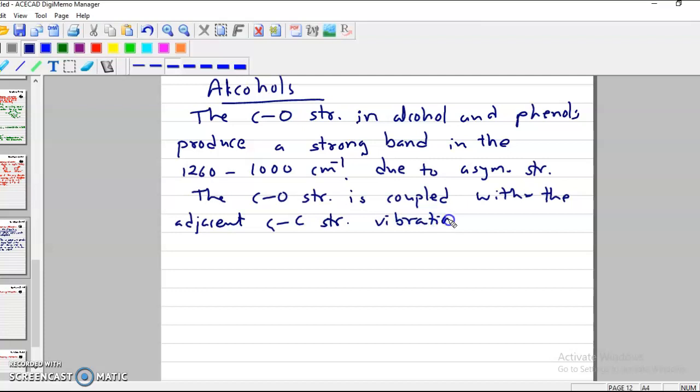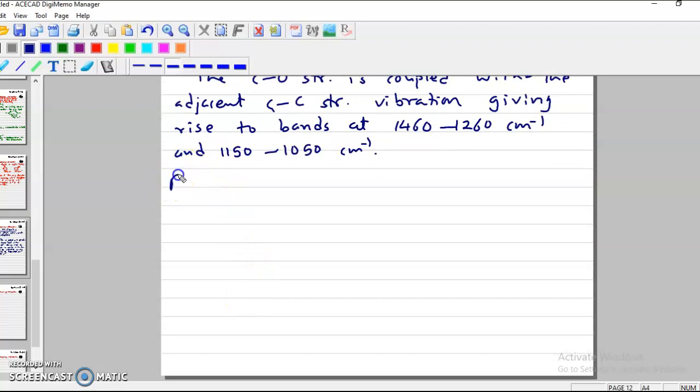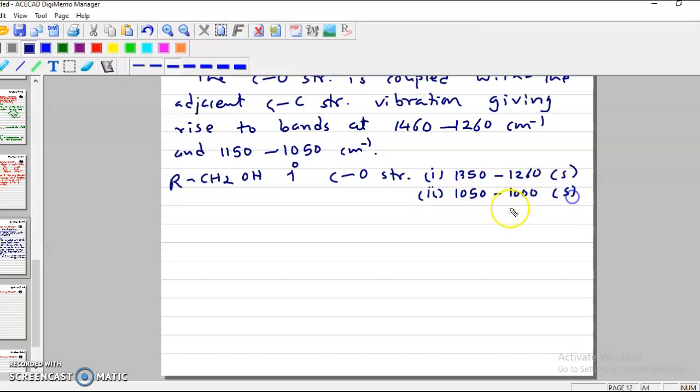vibrations, giving rise to bands at 1460 to 1260 cm⁻¹ and 1150 to 1050 cm⁻¹. So if we take RCH2OH, which is a primary alcohol, the C–O stretching will appear, one at 1350 to 1260, which will be a strong band. Second at 1050 to 1000, again a strong band.